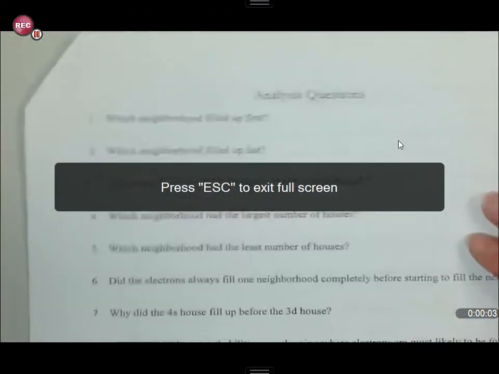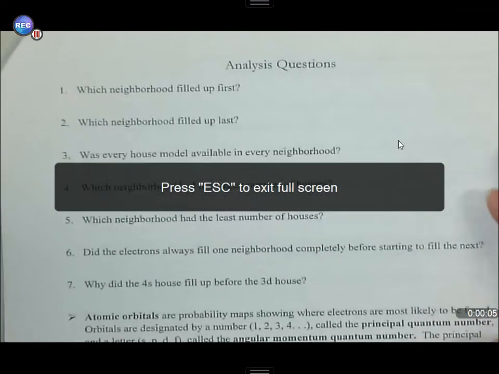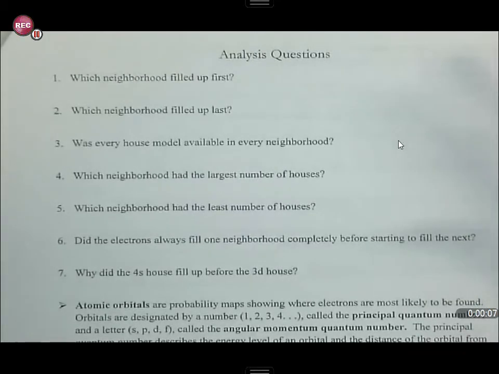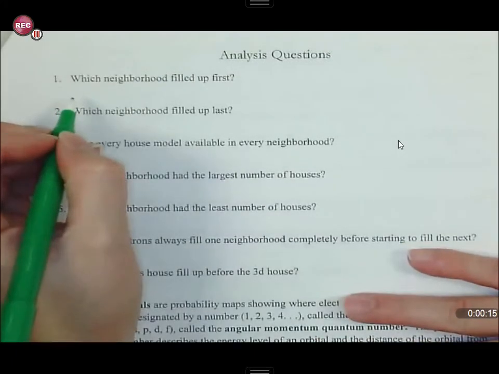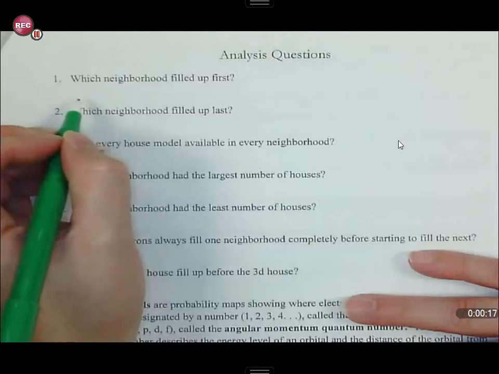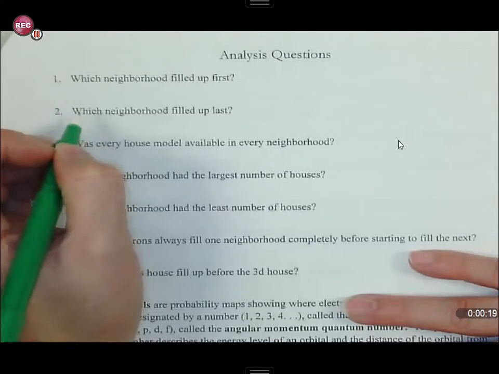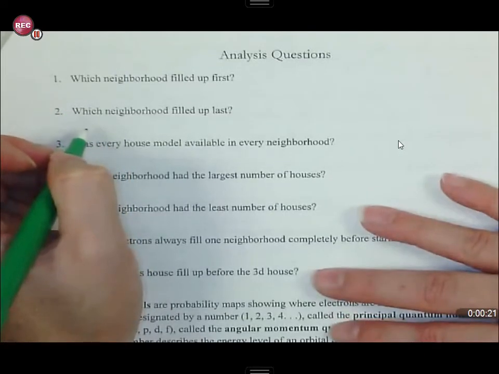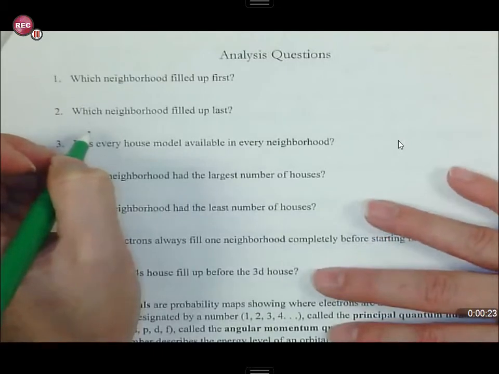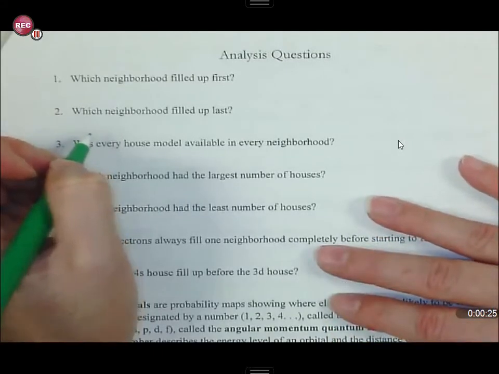Okay, yesterday we went over the front and asked you to do these analysis questions. Now, when we do these analysis questions, we need to see if we can answer them using what we did. Which neighborhood filled up first? That should be an obvious answer based on the video that I gave you. Which neighborhood fills up last? That will be on the video I gave you yesterday.